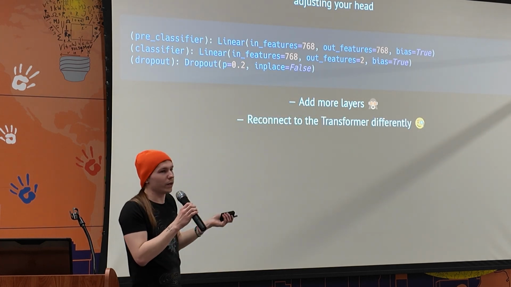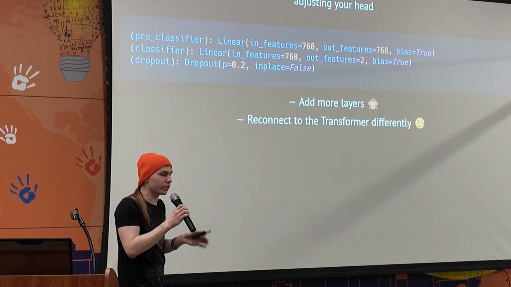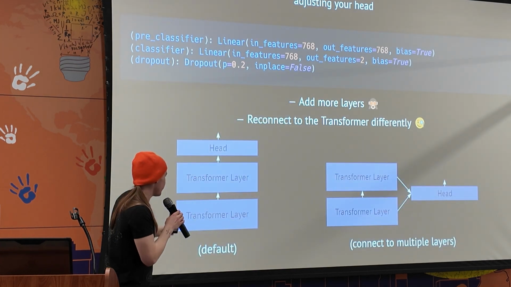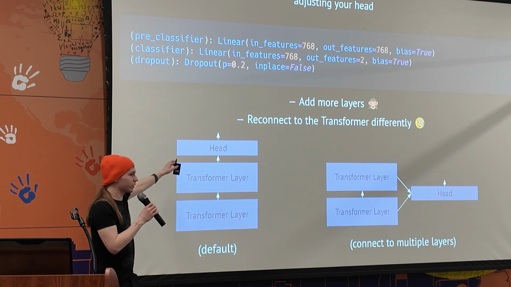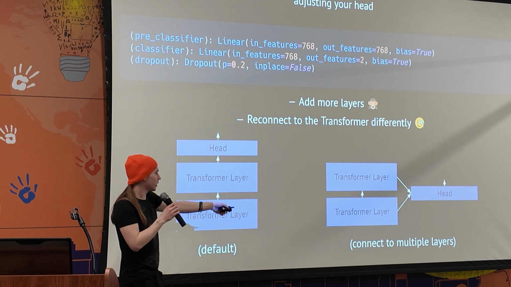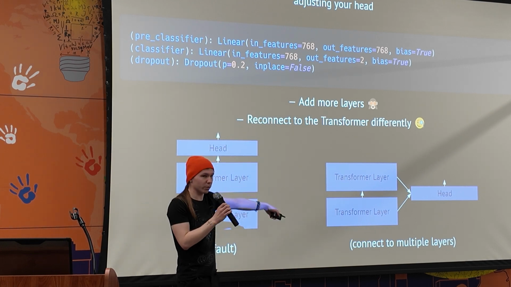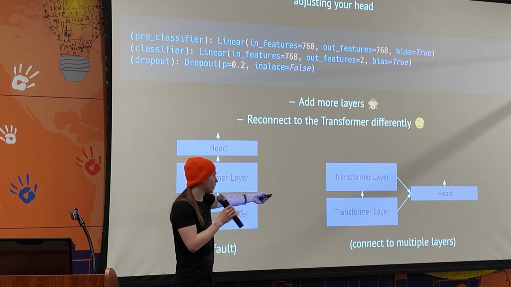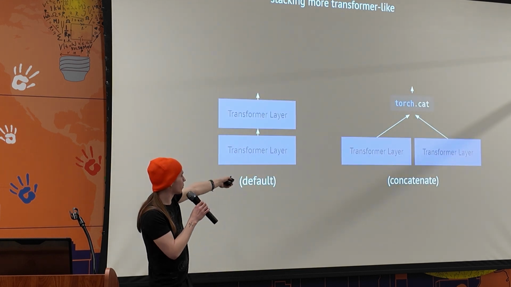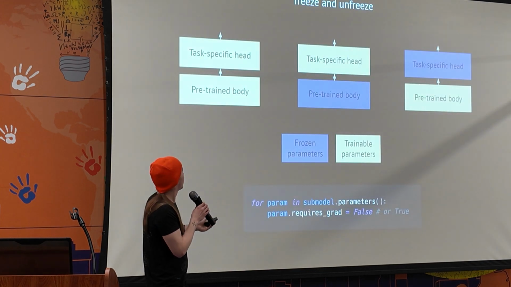A much more clever way, in my understanding, is to reconnect the head differently. By default, the head is literally a head, so you have transformer layers and a head on top of it. But instead, you can connect the head to multiple transformer layers. Yeah. So, for instance, you can concatenate the outputs of two transformer layers.